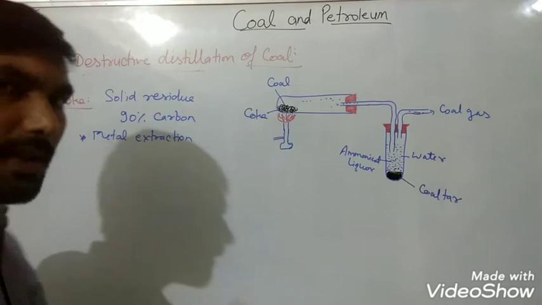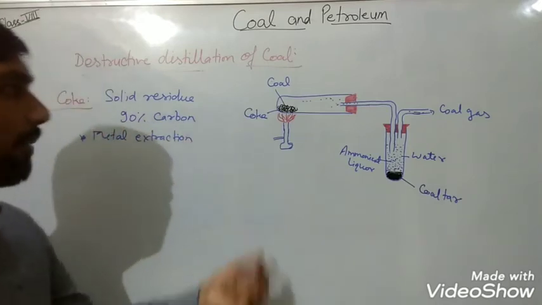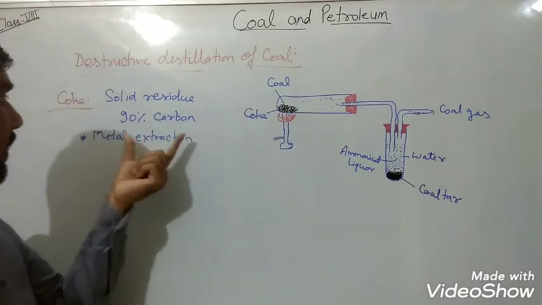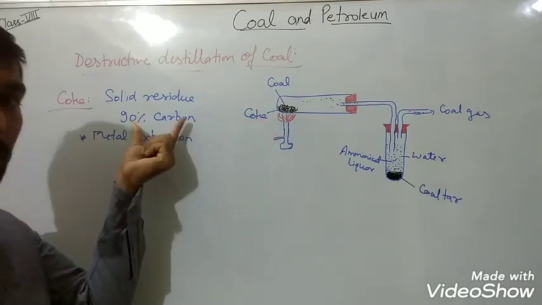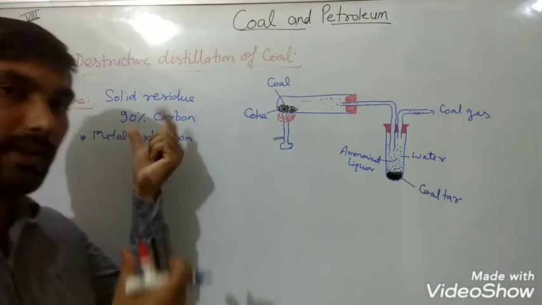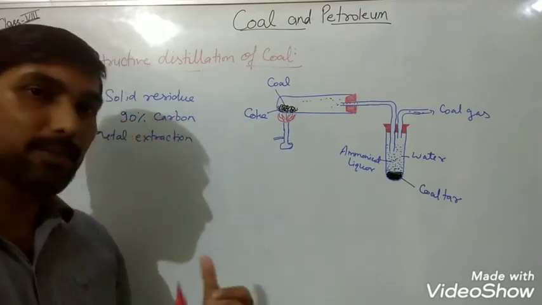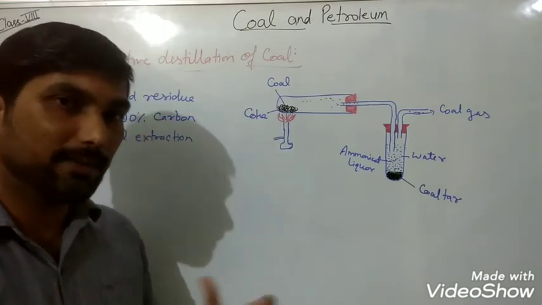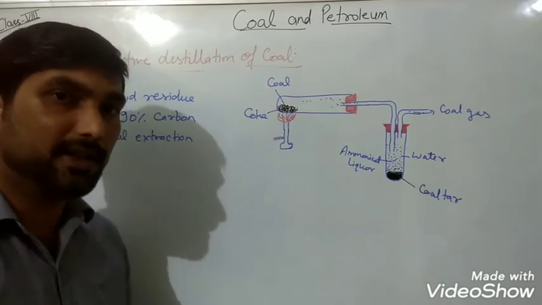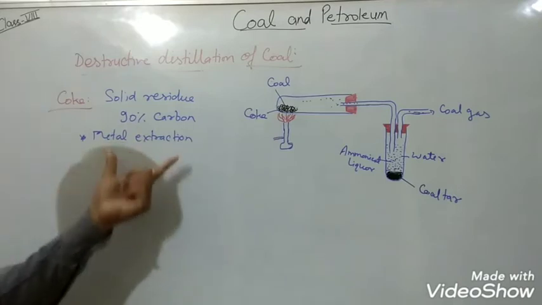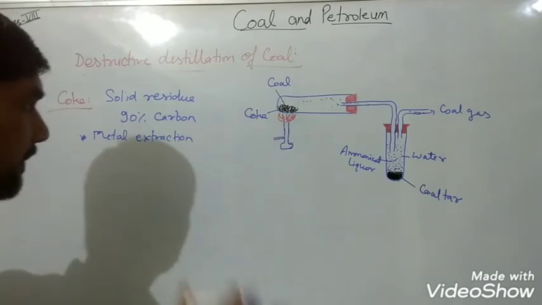As in the previous chapter you have read about that carbon, because this coke has more than 90% carbon, it is a rich source of carbon. In the previous chapter, metals and non-metals, you read that non-metals are used as reducing agents, and they are used in metal extraction or purification.